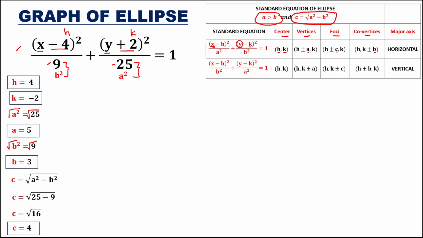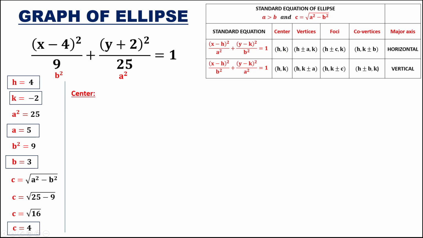Now take note that A squared is the denominator of Y squared, so therefore this ellipse is a vertical ellipse. So these are now the formulas for center, vertices, foci, and co-vertices. To find the center, the center is H and K. So H is +4, K is -2. So we have now the center for this ellipse.